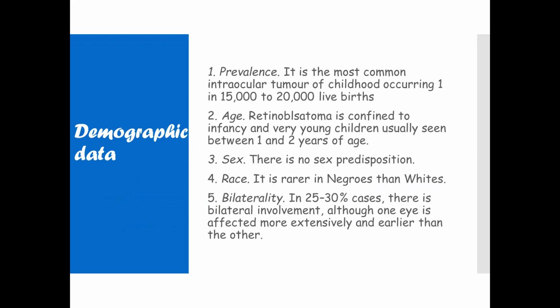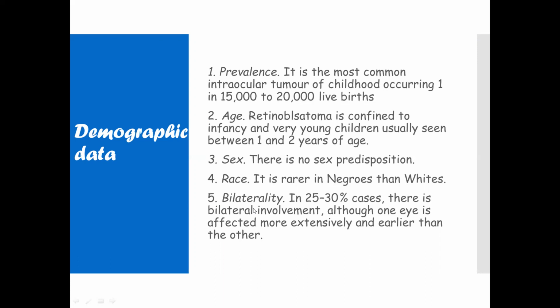Demographic data. The prevalence of retinoblastoma: it's the most common intraocular tumor of childhood, occurring in 1 in 15,000 to 20,000 live births. For age, retinoblastoma is confined to infancy and very young children, and it's usually seen between 1 and 2 years of age. There is no sex predisposition, so it equally affects males and females. Race: it's rarer in Negroes than whites.